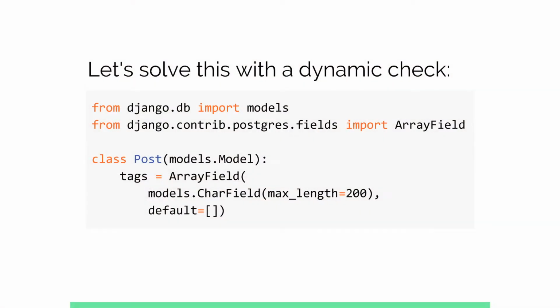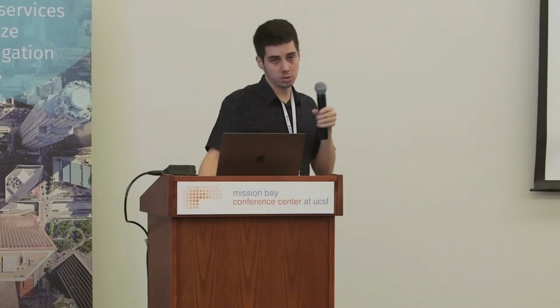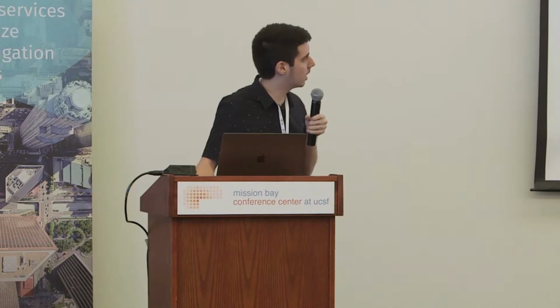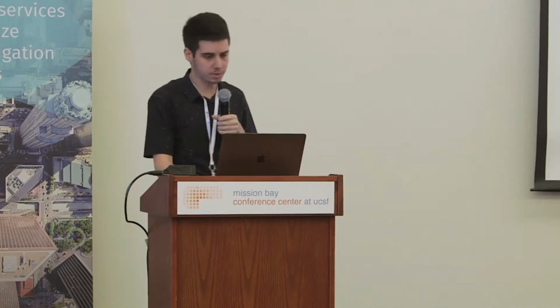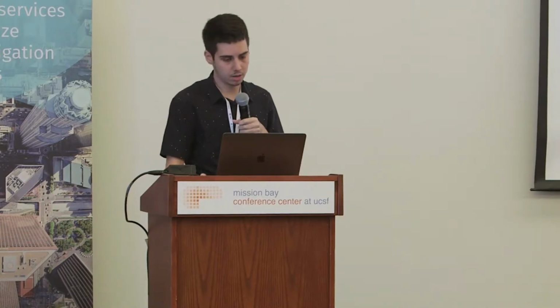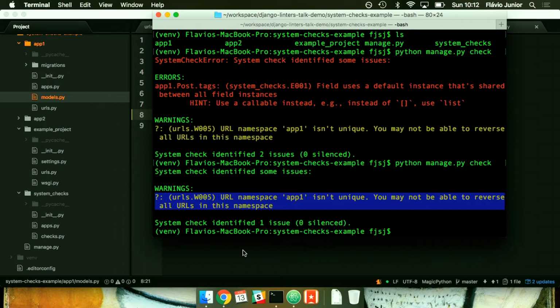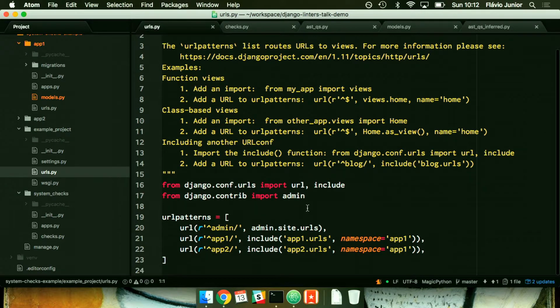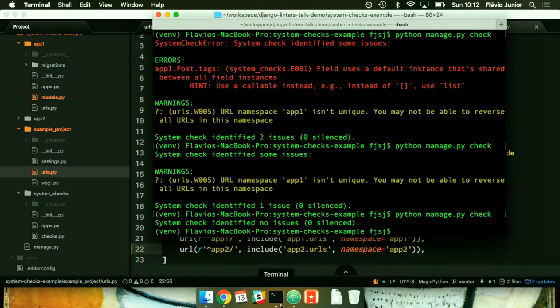So for this problem that I just said, the one of empty default on array field, empty list, let's solve this with a dynamic check. Here I have a post model that has a default empty list, and I want to check that and prevent that with system check framework. Let's see that the app namespace wasn't unique, and I can fix that too here. It's the other error I showed to you. And I can save this, and I can run again, and no issues identified.